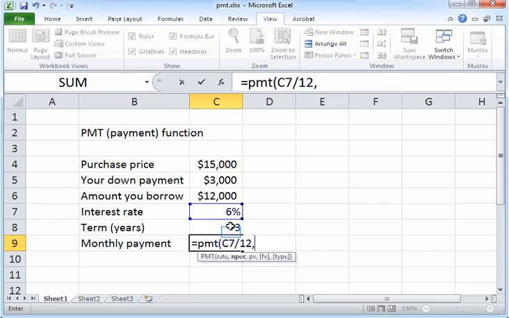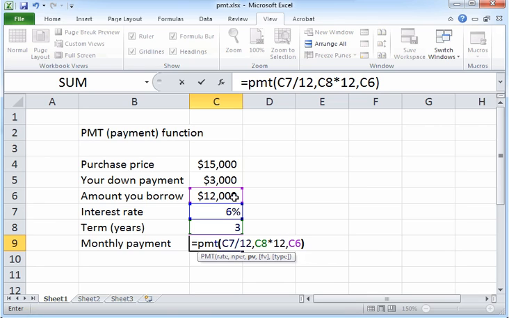Next, we choose the NPER, which is the number of periods over which you will repay your loan. You'll be repaying your loan on a monthly basis, but the term as it is given here is in years, which is 3 years. So you need to convert that into months. So you need to multiply C8 times 12, which is 3 times 12, which is 36 months. Next, we have to enter the present value. The present value is the loan amount that you're planning to borrow today to buy your car, which is the cell C6, which is 12,000.